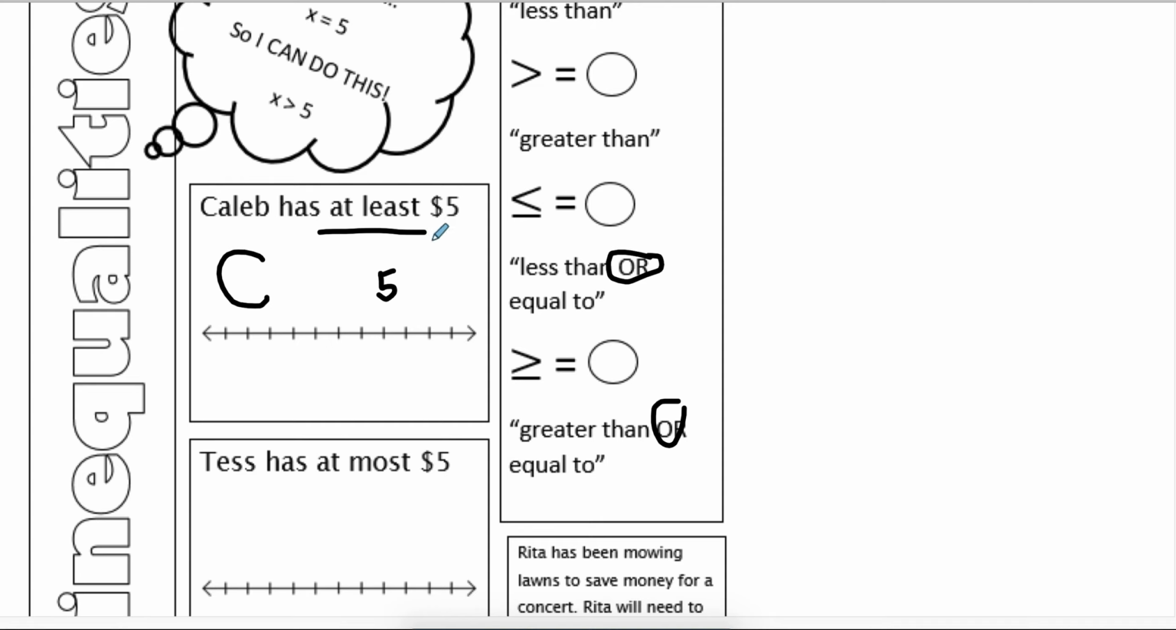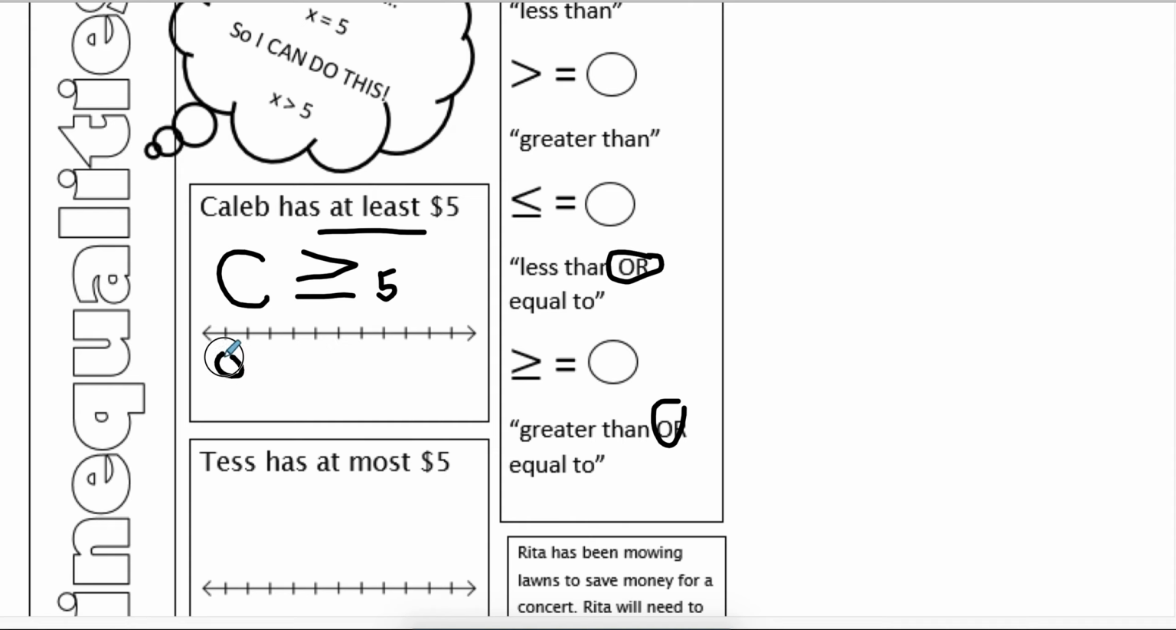Let's talk about this at least thing. At least means that he's got more than $5, but he could also have $5 as well. He could have $6 because that's at least $5. That's $5 plus another dollar. So the at least tells us that Caleb has more than or equal to, so greater than or equal to. That's what that little line there means. And we can represent this inequality on a number line.